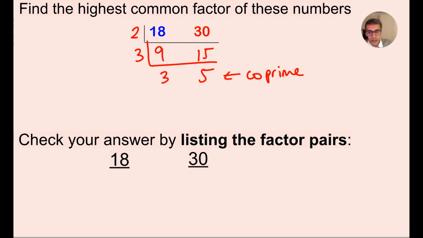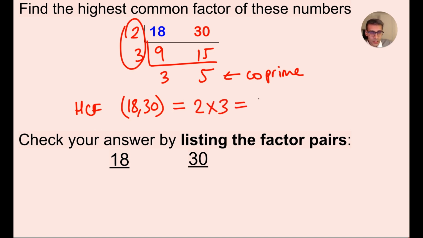And then the highest common factor here of 18 and 30 is equal to whatever's down the side here. So 2 times 3, you multiply that, which gives us 6. And if you do the listing method, you don't have to do both in a test or in an exam unless it asks you to.